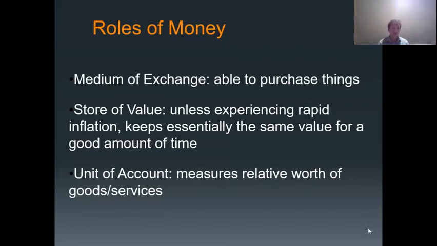A unit of account is the third role of money, and that just means you can use it to determine the relative worth of goods and services. So a dollar can tell you when something is worth $10 versus $50. The $50 item should be worth 5 times the value of the other one, at least in terms of how society values it. That's what we mean by a unit of account. It allows you to measure the value of one thing versus another. So if money doesn't really fill these roles, it's not doing its job as money.